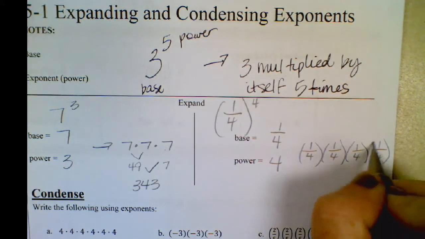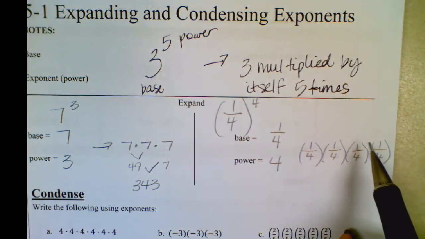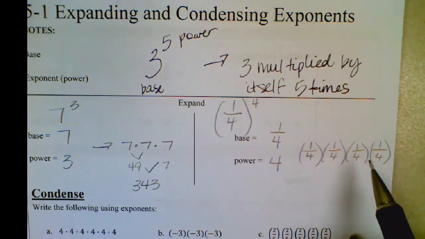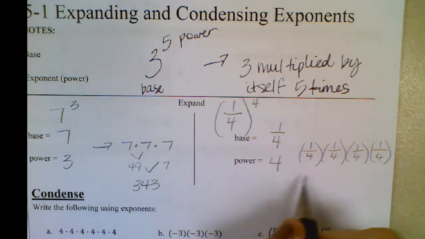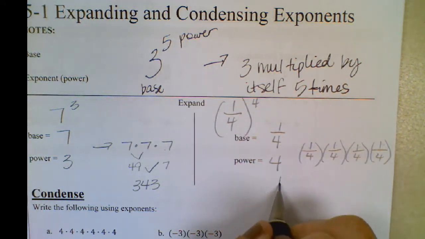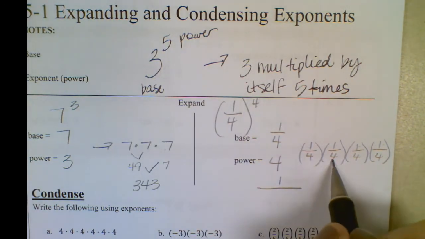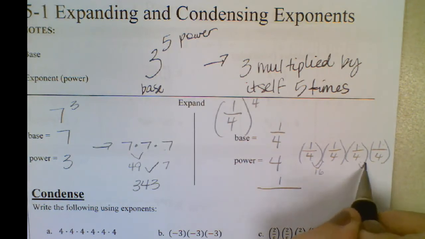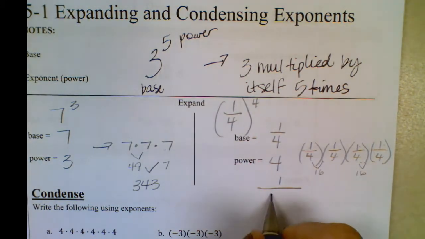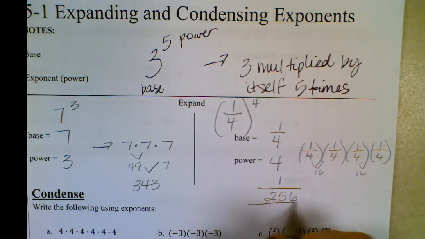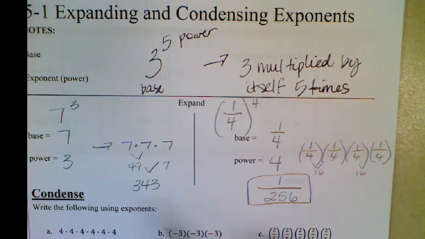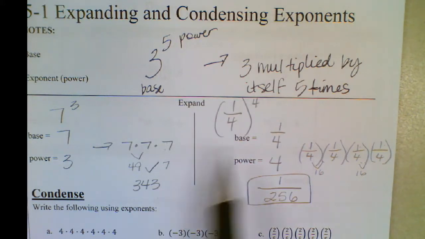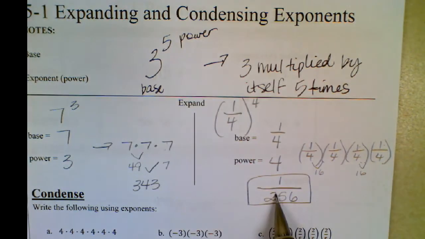So remember, when you multiply fractions, you just multiply all the tops together, all the numerators together, and all the denominators together. So in this case, we would have 1 times 1 times 1 times 1 is 1, and 4 times 4 is 16. We have another 16 over here. And 16 times 16 is 256. So just as whole numbers get larger a lot quicker in exponential functions, if they're a fraction, they get really small really fast in exponential functions.